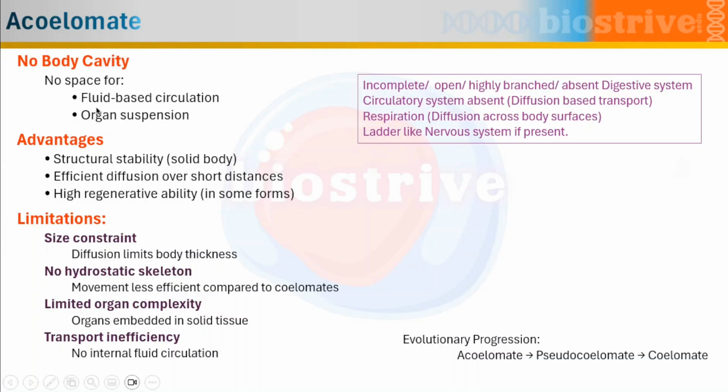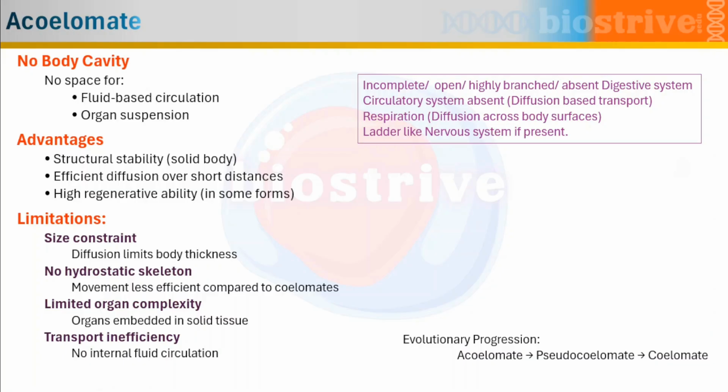The advantages of the acoelomate body plan are that it provides structural stability because the body is solid internally. There is efficient diffusion over short distances. So all the flatworms are typically smaller in structure. There is also a higher ability of regeneration in some forms like planaria.